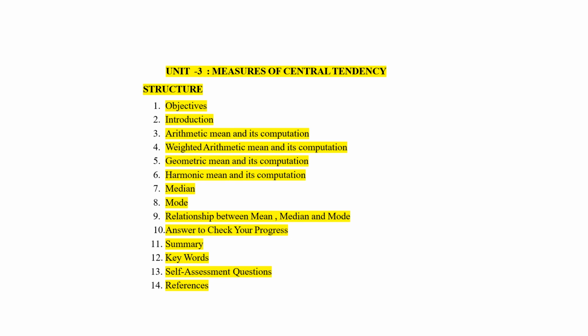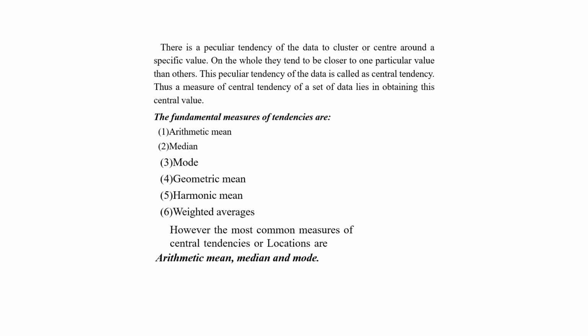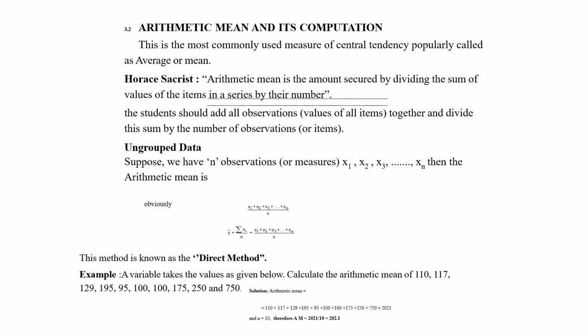So another very important topic for exam purpose, measures of central tendency. Next we are going to see the regression, correlation and dispersion. Central tendency: there is a peculiar tendency of the data to cluster or center around a specific value. On the whole, they tend to be closer to one particular value than others. This peculiar tendency of data is called central tendency.